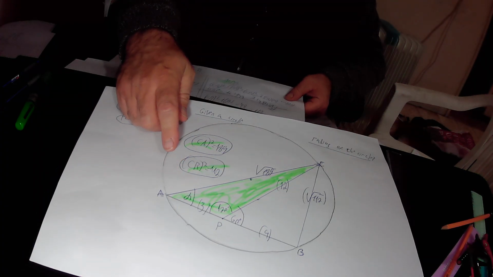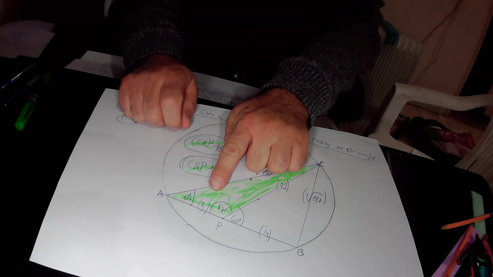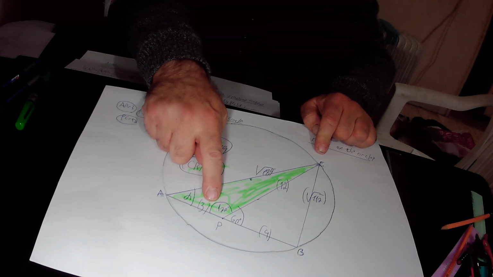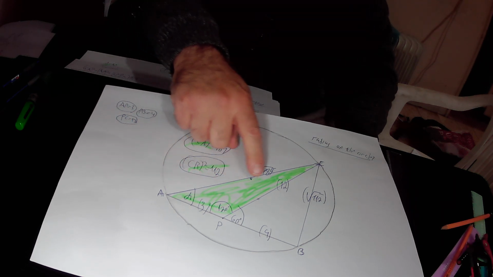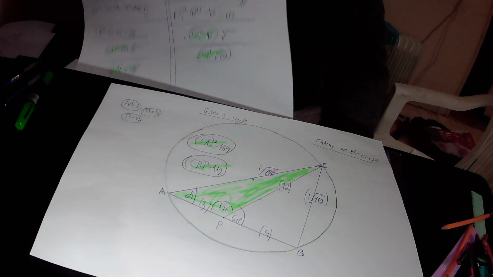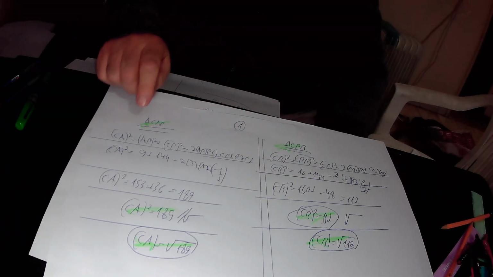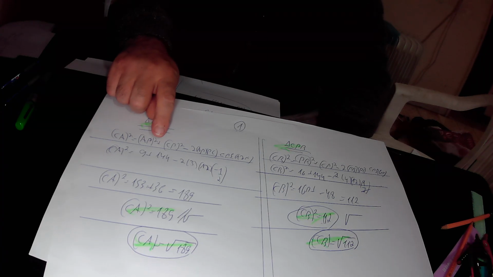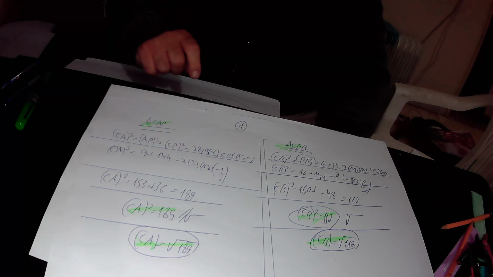So it's CA squared equals AP squared. AP is 3, therefore AP squared is 3 squared, that is 9, plus PC squared. PC is 12, therefore PC squared is 12 squared, that is 144. Minus 2 times AP, that is 3, times PC, that is 12, times cosine 120 degrees. Cosine 120 degrees equals minus 1/2. So in total, according to the law of cosines, in this triangle APC, the following equation is true. CA squared equals 9 plus 144 minus 2 times 3 times 12 times minus 1/2.